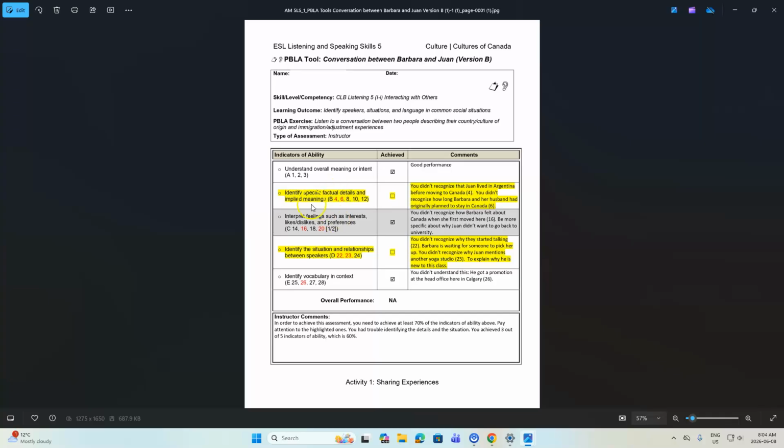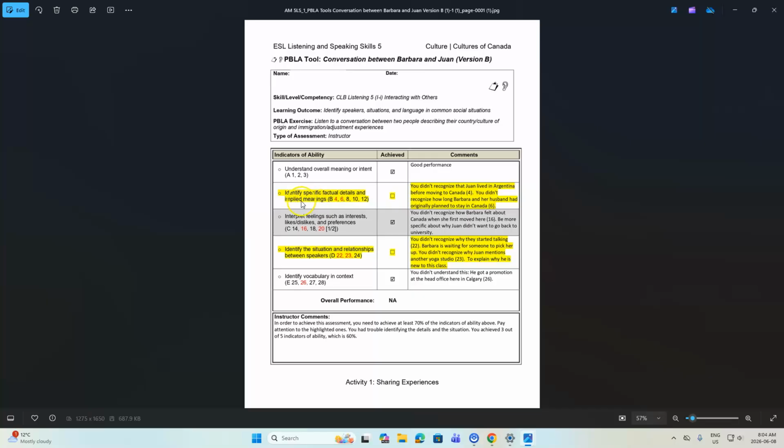So first of all, you want to take a look at the highlighted ones. The highlighted ones mean that you did not achieve these indicators. And let's take a look at why. So let's take a look at the first one. There are 3 questions, 1, 2, 3. So all of these questions are blank. So that means that you got all of these questions correct. And you can take a look at the comments here.